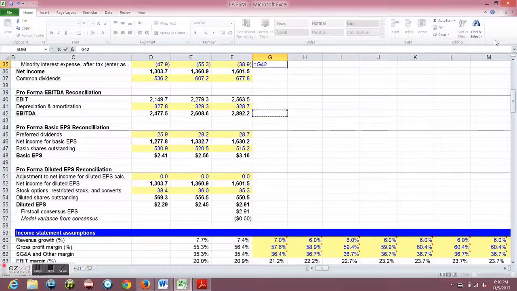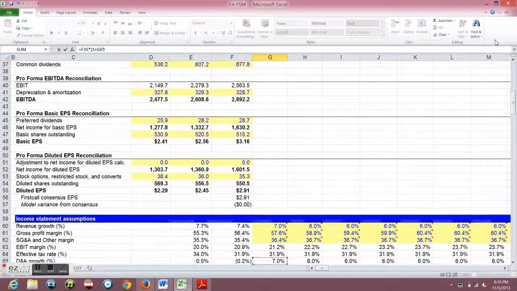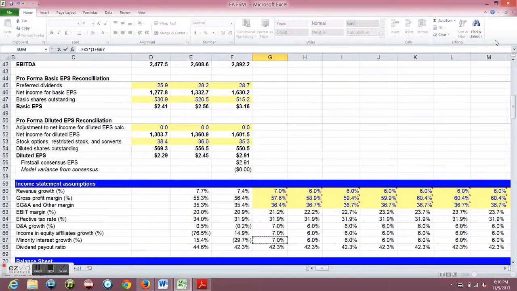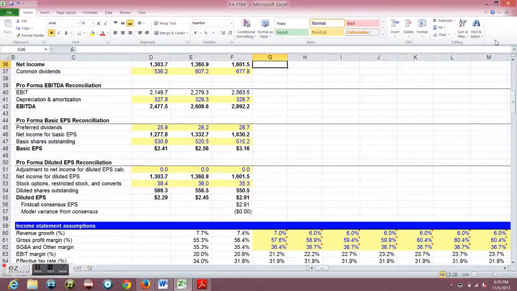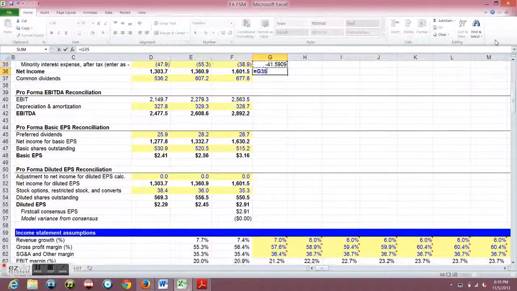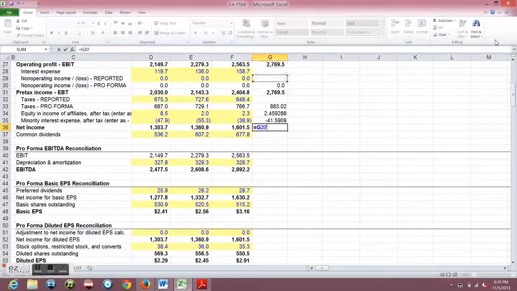So we're going to take our previous minority interest, multiply by 1 plus our growth in minority interest, which is 7%. Close it, enter. And then our net income, which is going to be basically our pre-tax income minus our taxes, plus our equity and income, and then we're going to do plus, which technically is a minus, our minority interest.